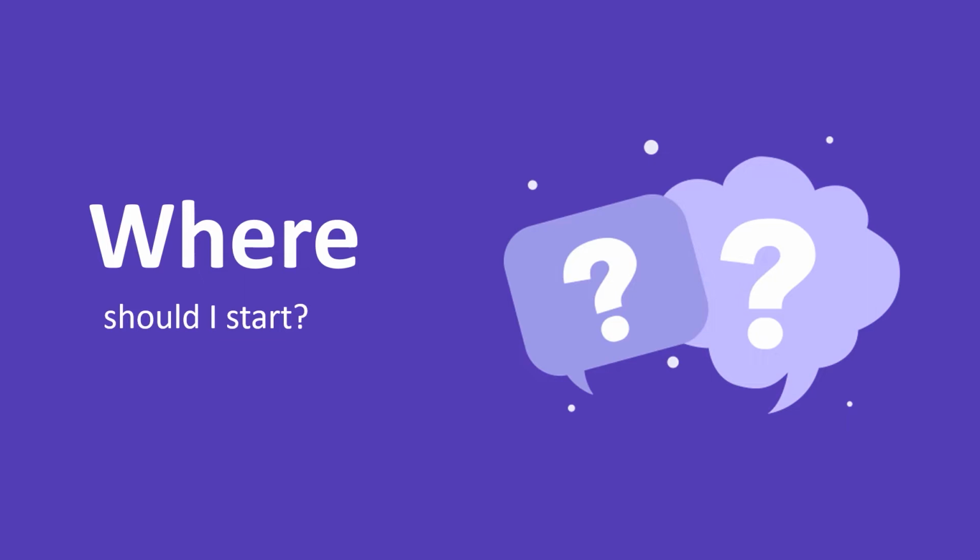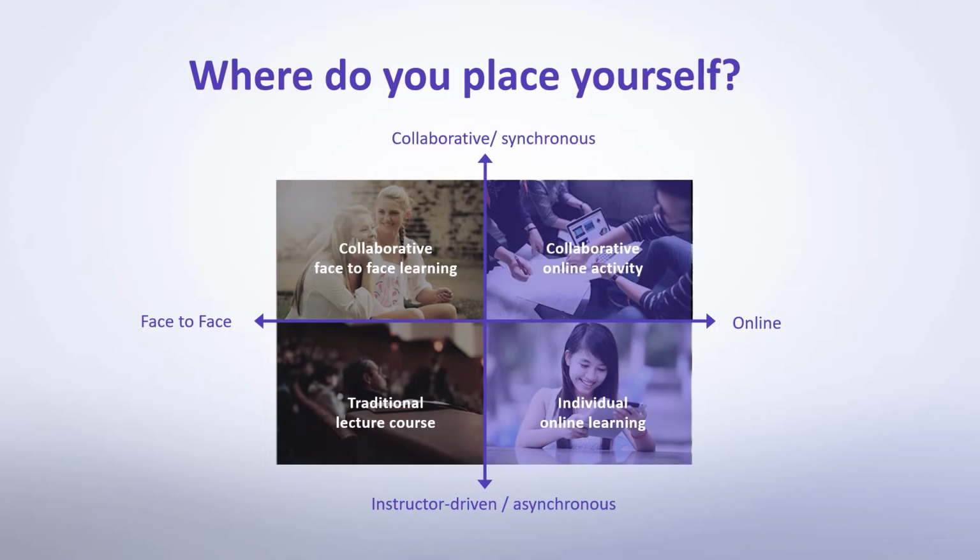So how to get started? Before jumping on to creating actual content or learning activities and assignments, take a moment to evaluate your course characteristics and your learners. First, start by identifying the type of your course. Where in the matrix would you place your course?